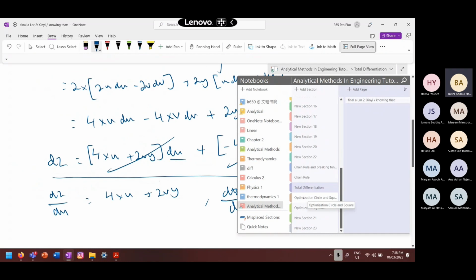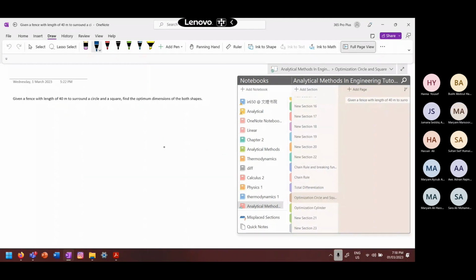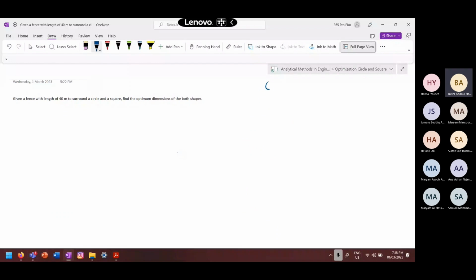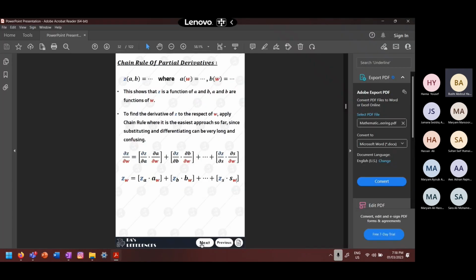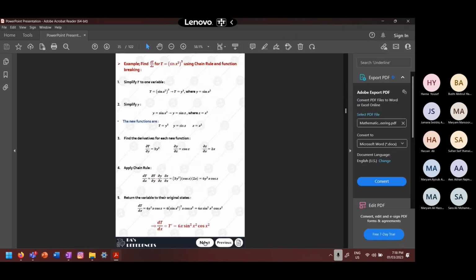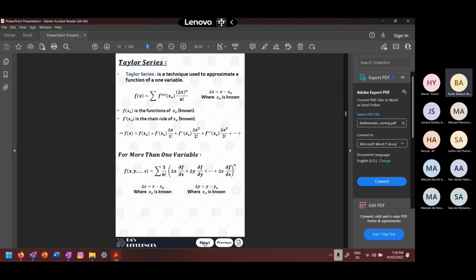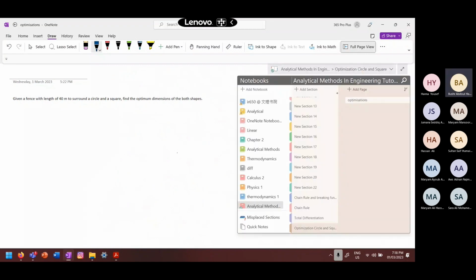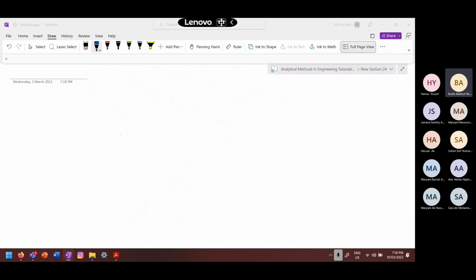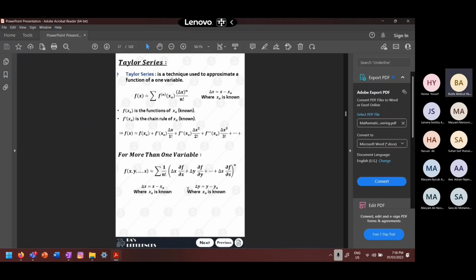Okay, clear so far? Yes, it's clear. Okay, now to optimization. Just to check with your syllabus, is there anything else? You can work on these problems. Okay, there's Taylor series. Yes, there's Taylor series. Let's do a problem on Taylor series. Okay, just a minute.